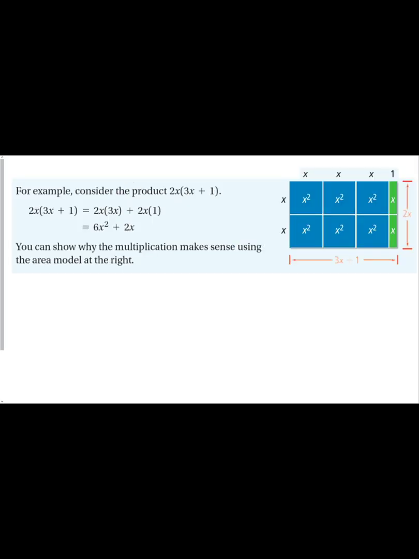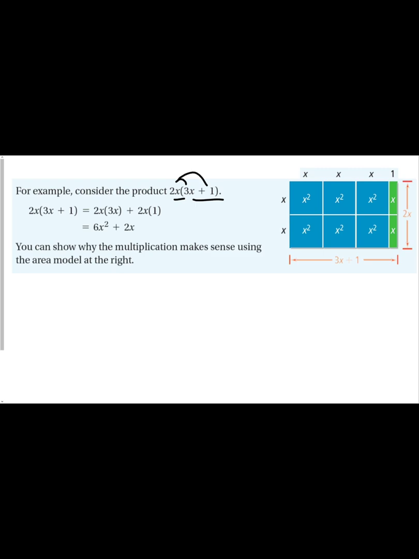Okay, so to start, let's consider the product 2x and 3x plus 1. So the way the distributive property is going to work is I'm going to take this thing in the front and I'm going to multiply it by both of the things inside the parentheses. Okay, so 2x times 3x plus 1 becomes 2x times 3x, and then 2x times 1 to give me 6x squared, right? The x times the x gives me x squared plus 2x.